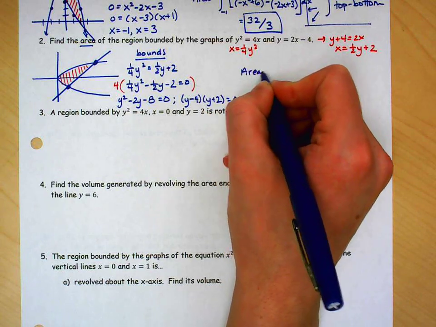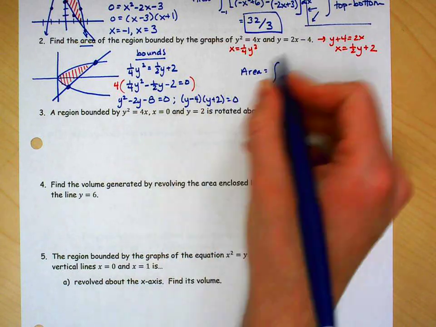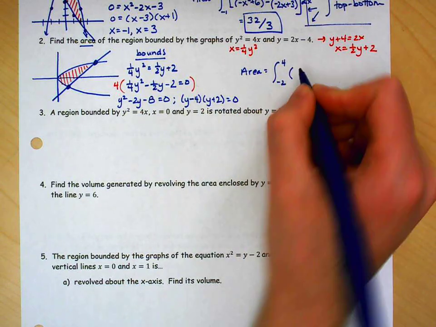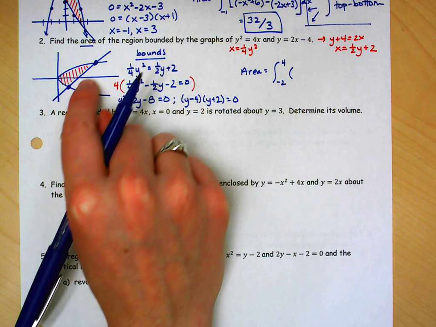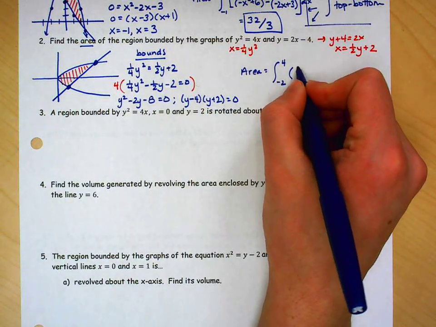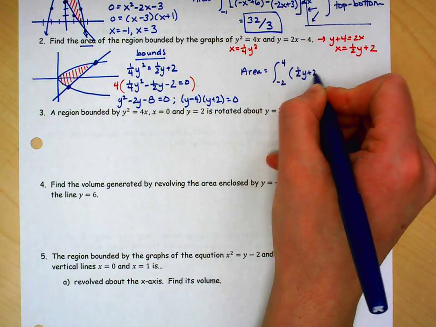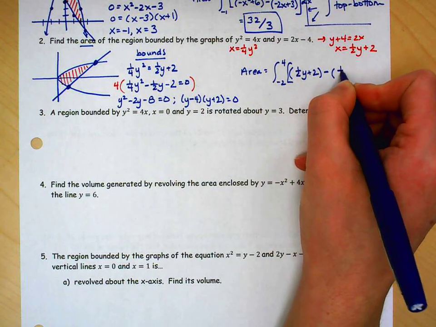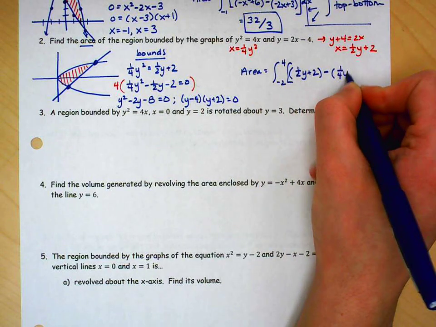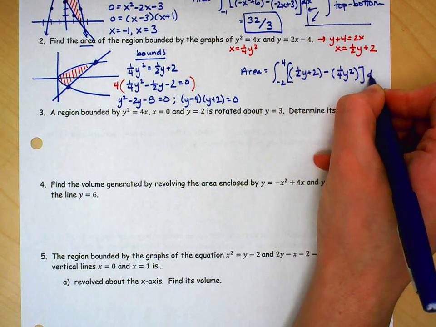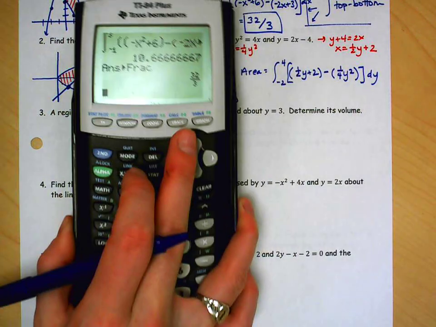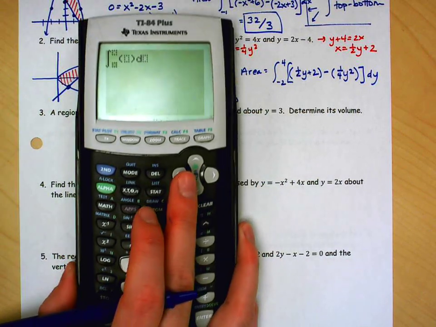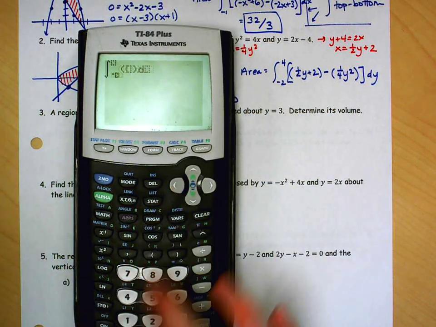So my area is going to equal the integral from -2 to positive 4 of the top curve. Remember we said the top curve, when I do my left-hand turn, is this line. So 1/2 y plus 2 minus the bottom curve, which is the parabola, dy. So now I'm going to type that into my calculator. I'm going to go math 9. I'm going from -2 to 4.